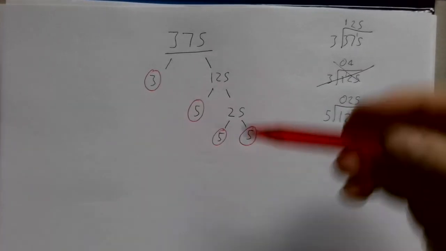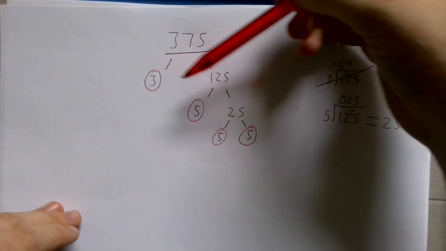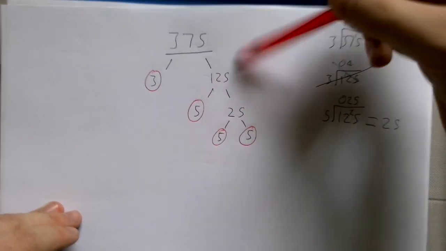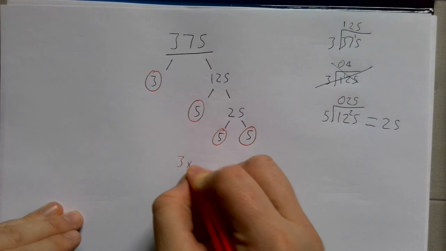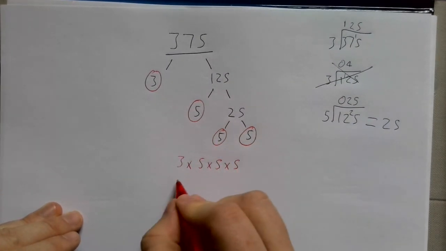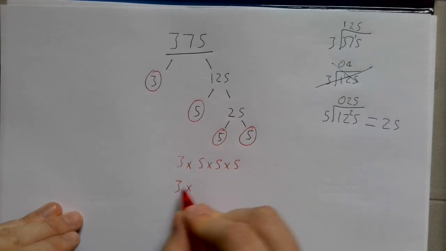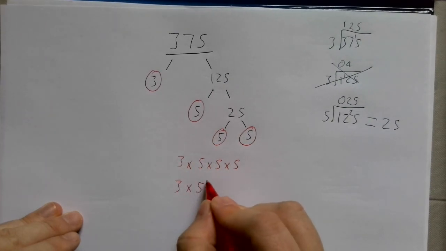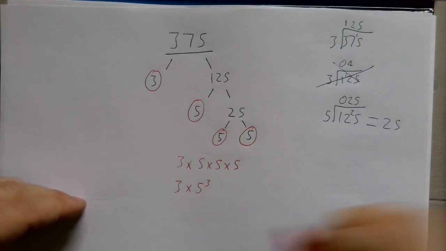So all I've got to do now, guys, is just collect all my prime factors. So I've got 3, 5, 5, and 5. So I'm going to write that 3 times 5 times 5 times 5. And I'm just going to simplify that to 3 times 5 cubed. Okay.